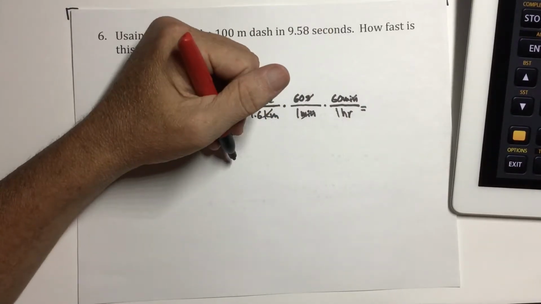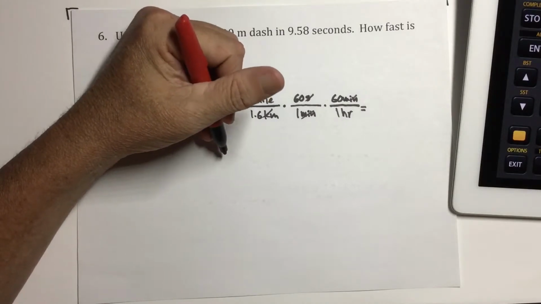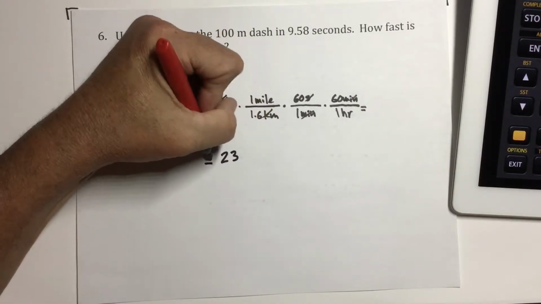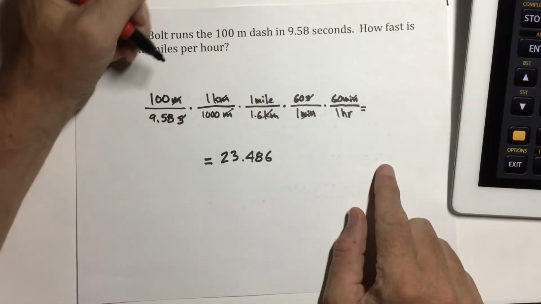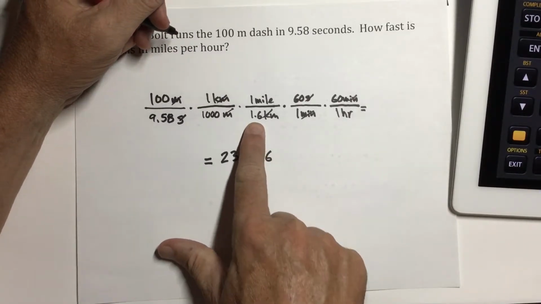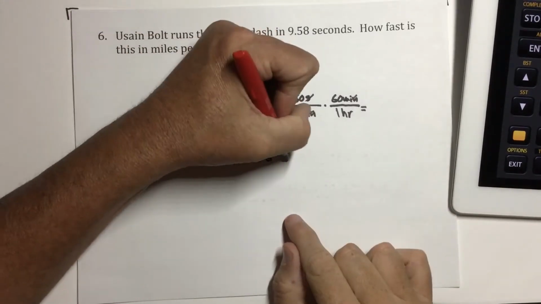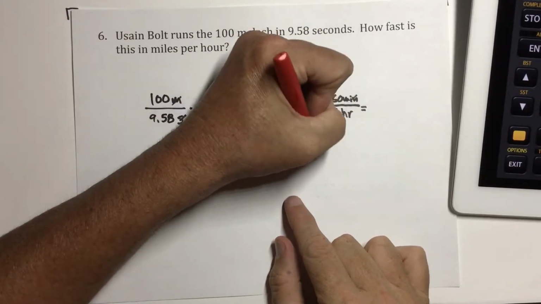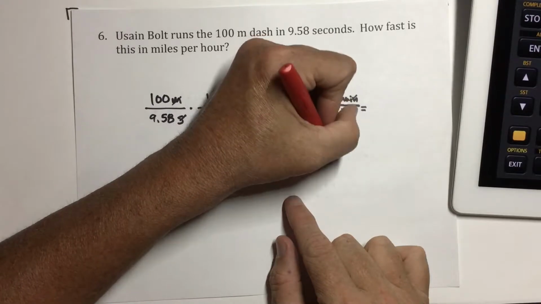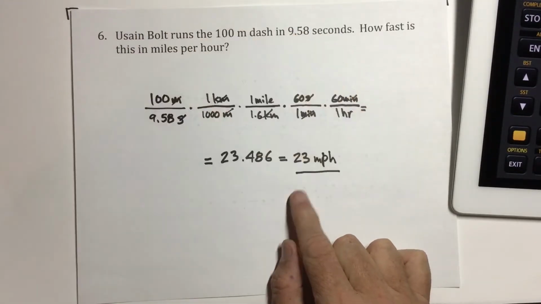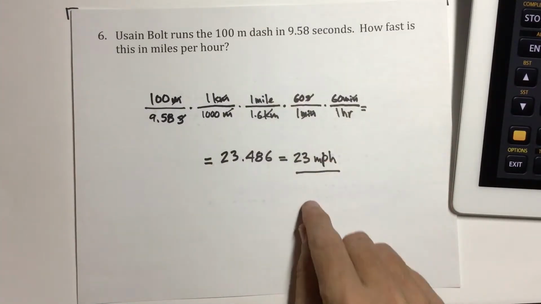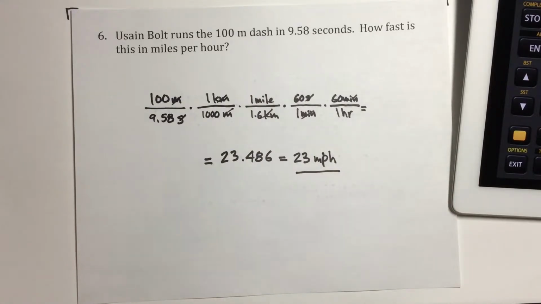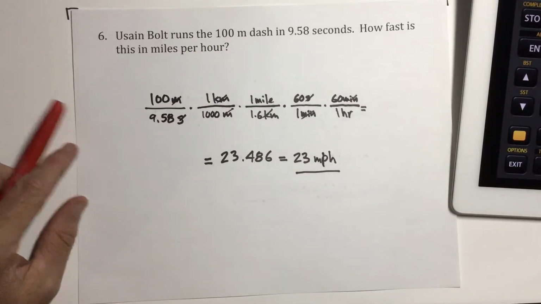Well, look at that. It comes out to 23.486 and so on. But I'm restricted to 2 sig figs here because of that conversion. So we're really looking at 23 miles per hour. That seems pretty slow, doesn't it, if you think about it? But that's top human speed. That's the fastest a human has run, 23 miles per hour. I mean, squirrels run faster than that. Well, there it is. All right.